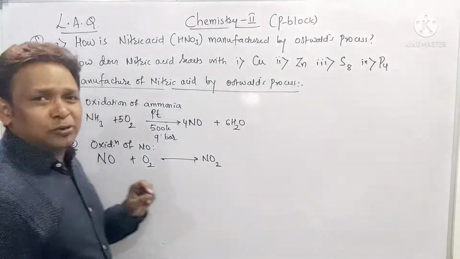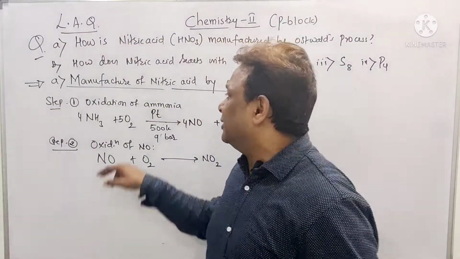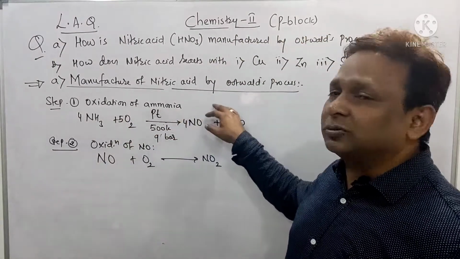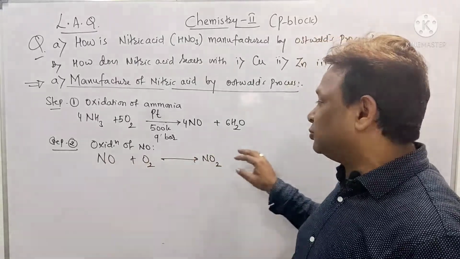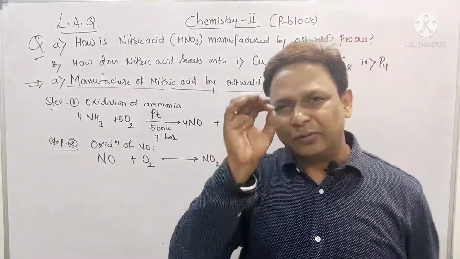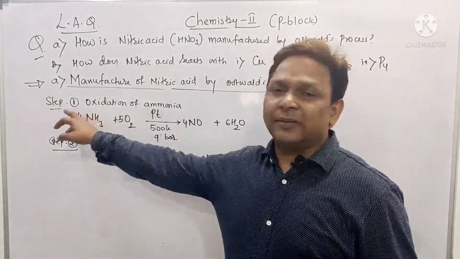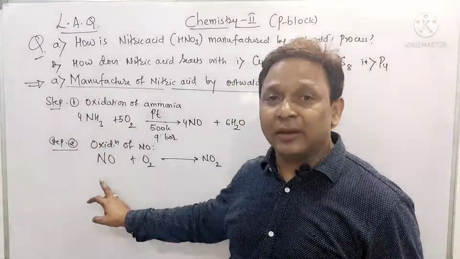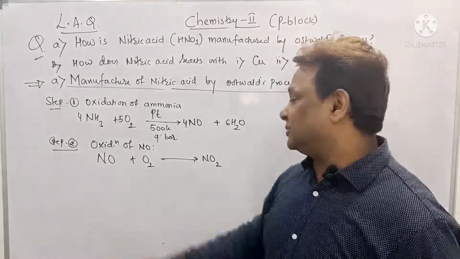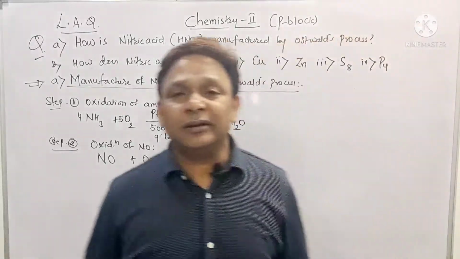In some notes and books they have written in such a way: oxidation of ammonia gives rise to nitric oxide, oxidation of nitric oxide gives rise to nitrogen dioxide. No need for all that, only write down the steps. Step 1, oxidation of ammonia. Step 2, oxidation of nitric oxide. NO, nitric oxide, gives rise to nitrogen dioxide.